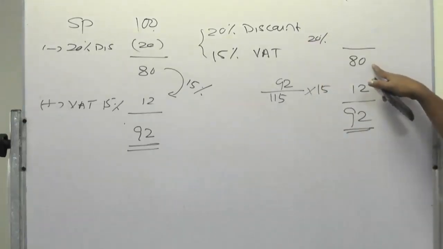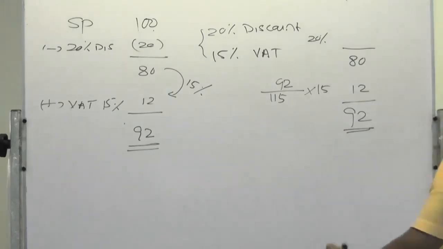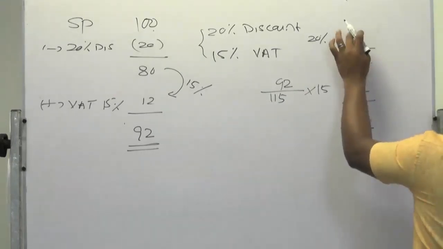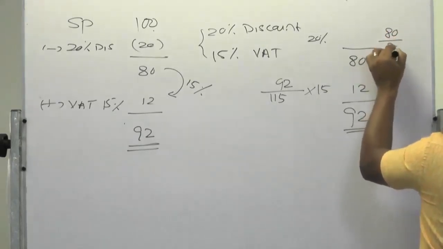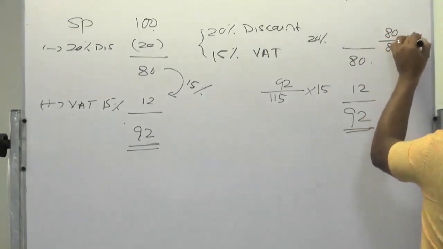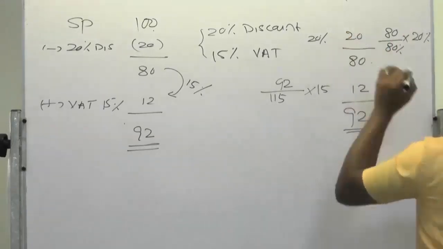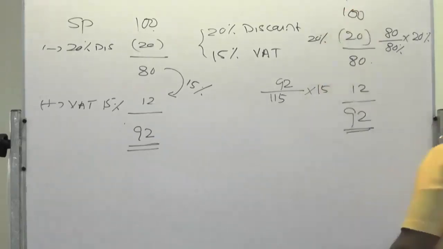Therefore this consists of only 80%. Clear? This consists of only 80%. Therefore how can we calculate the discount? 80 divided by 80% multiplied by 20%, that is 1/4. Therefore discount will be 20. Once discount is deducted, you have 80. Therefore price should be 100. That's how you have to go back.